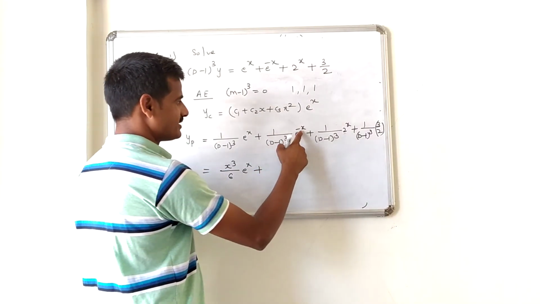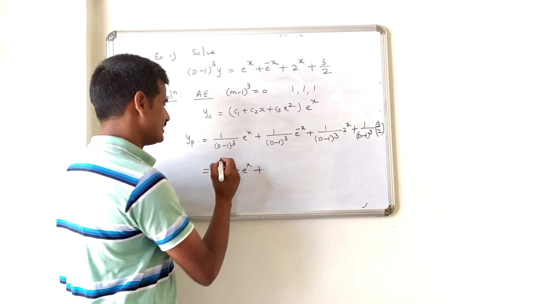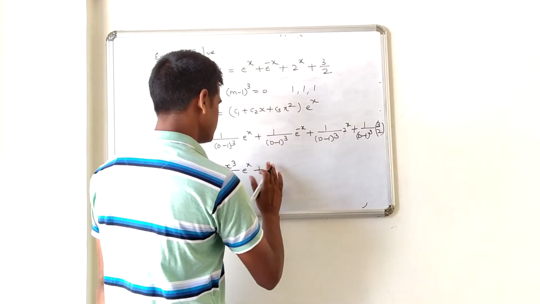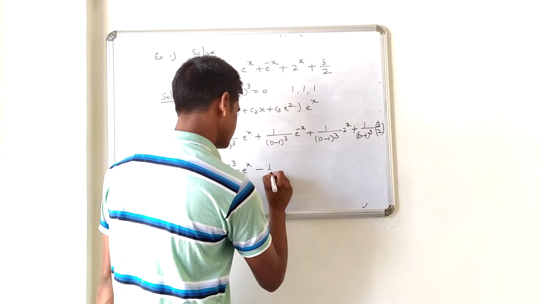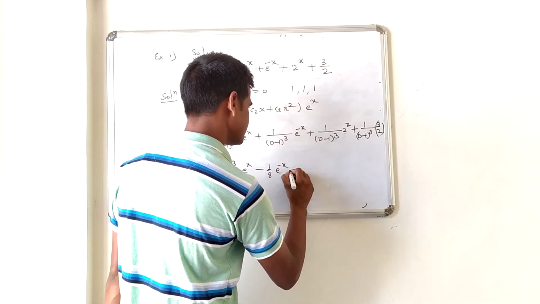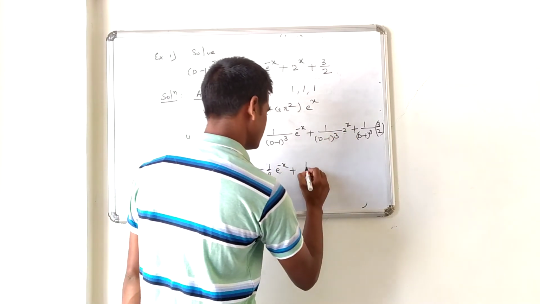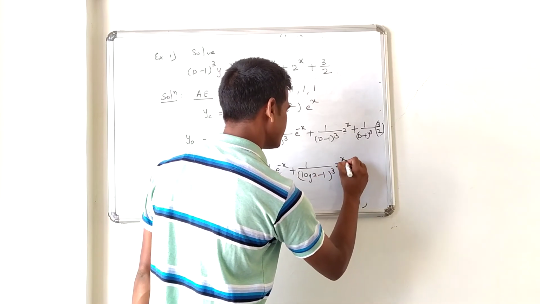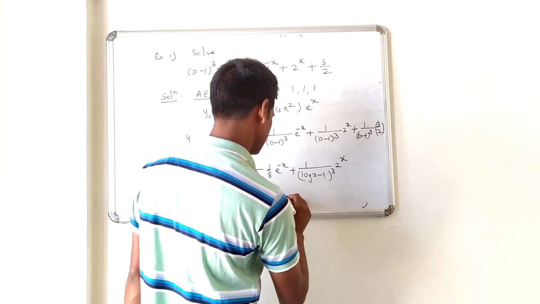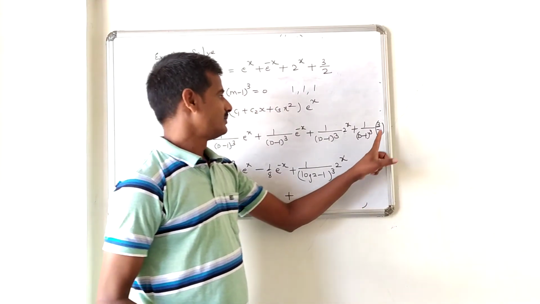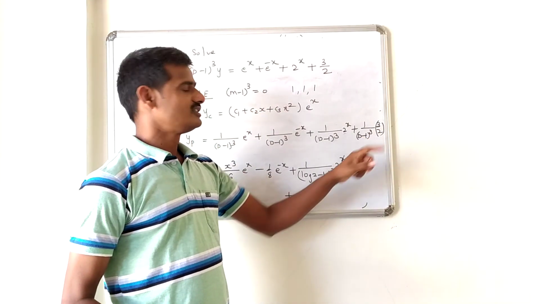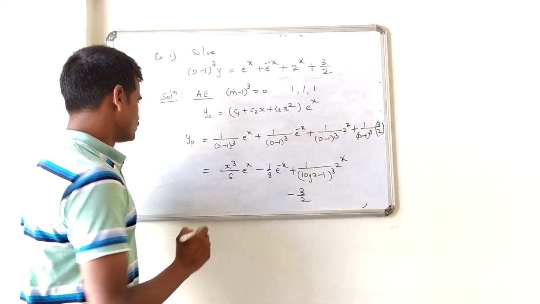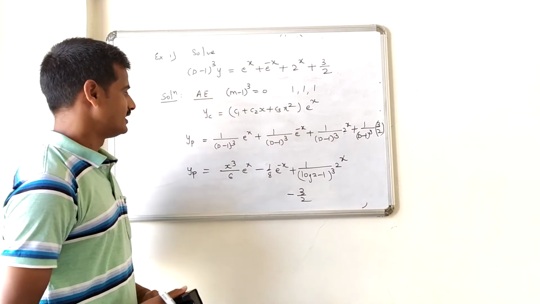So in this case replace D by minus 1. So minus 1 minus 1 is minus 2, cube, so it is minus 8. So minus 1 by 8 e to the power minus x, plus replace D by log 2. So 1 upon (log of 2 minus 1) cube multiplied by 2 raised to power x, and plus what about the constant? Replace D by 0. So (minus 1) cube is minus 1. So here minus 3 by 2. So this is your particular integral.